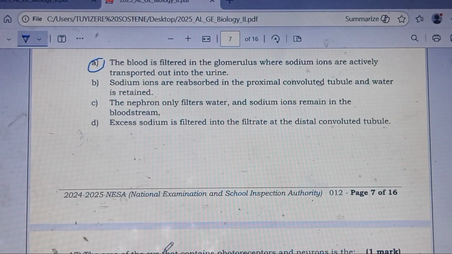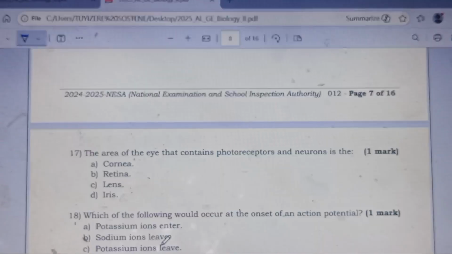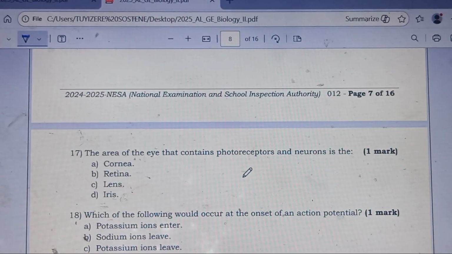Question number 17. The area of the eye that contains photoreceptors and neurons is A. Cornea. B. Retina. C. Lens. D. Iris. The correct answer for question number 17 is B. It is the retina.